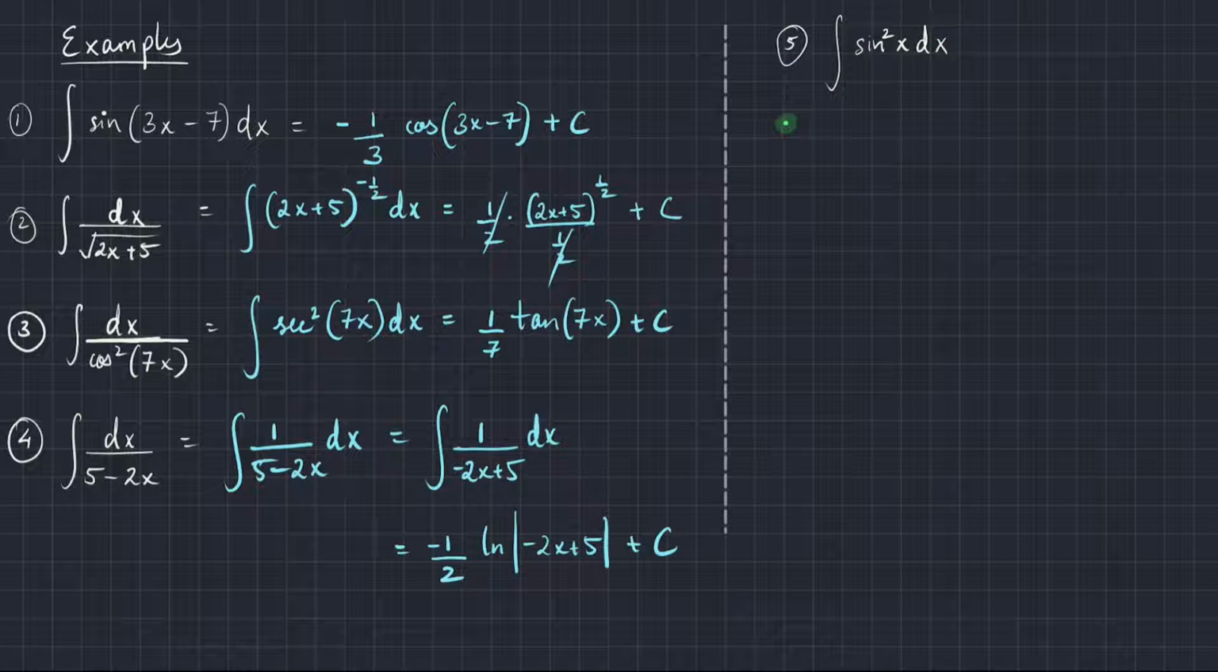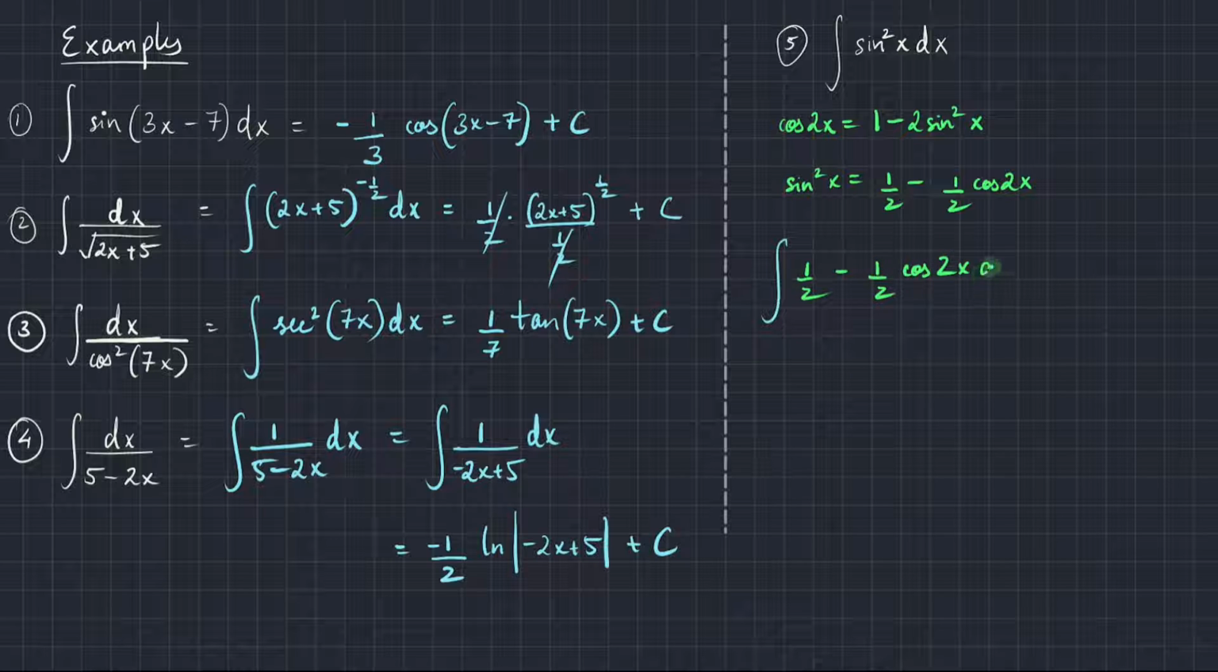If you remember, the cosine 2x identity is simply 1 minus 2 sine squared x. We can solve for sine squared x over here, and we should get sine squared x is going to be 1/2 minus 1/2 cosine 2x. You can verify for yourself that this is true. This helps us integrate the sine squared x function. So we have the integral of 1/2 minus 1/2 cosine 2x dx.